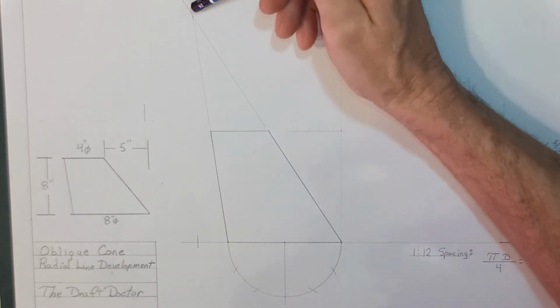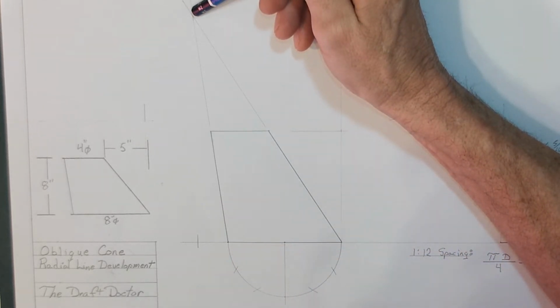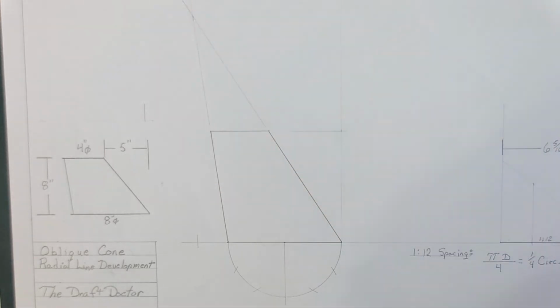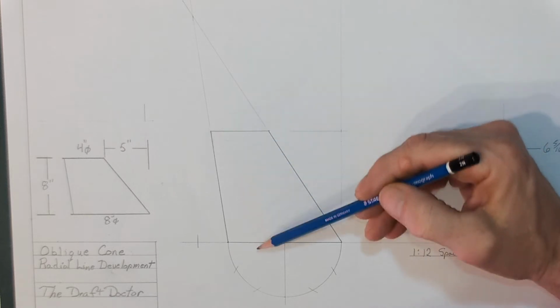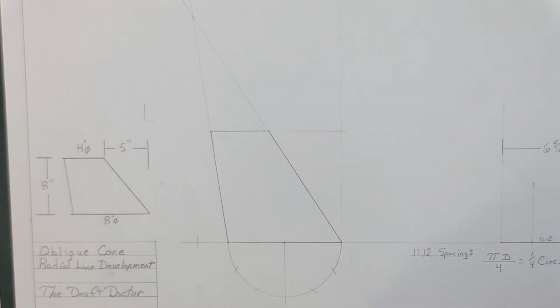I've gone ahead and found my apex by extending the sides, and I have also put a profile on the bottom and used my radius to divide up that profile. The tricky part with an oblique cone is to find the actual true length of the element lines as they lay on the fitting. Because it's not a centered cone, we cannot just rotate them over to the side.